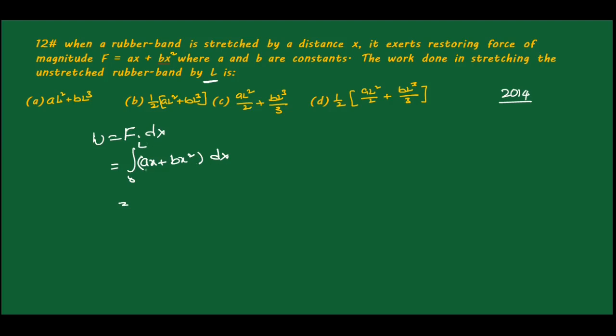So simply integrate this equation separately, this term and this term, and apply the limits. If I integrate this one, you will get a x square by 2 plus b x cube by 3. So limits are from 0 to L. That means a L square by 2 plus b L cube by 3. So this is the answer for this question, this is the work done. So the option is C. Okay, we'll continue with the next question.